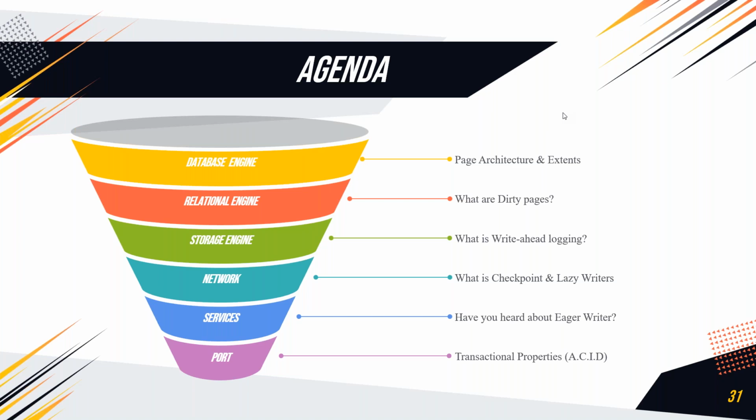Up to today's class, maximum you will get 5 interview questions. Definitely 5 interview questions. What is checkpoint? What is lazy writer? What is dirty page? What is page architecture? What are extents? What is the sequence of architecture? What is the default port number? So 7 interview questions definitely you will get. In a very rare case they may also ask a question called what are ACID properties. So max to max 8 questions you will get from here.